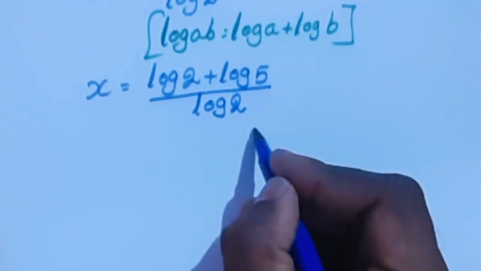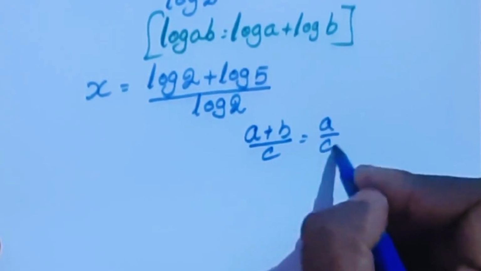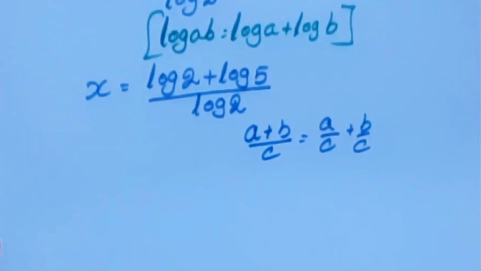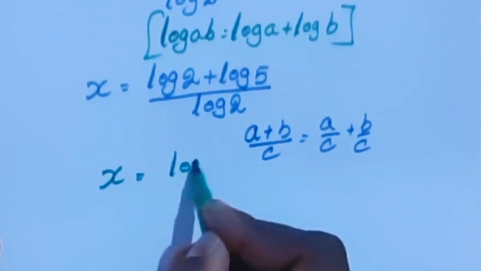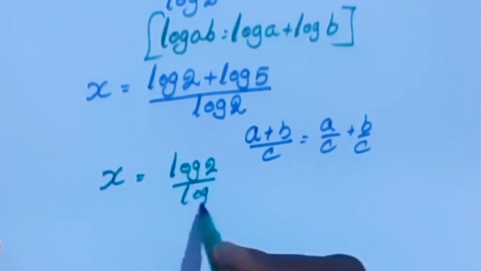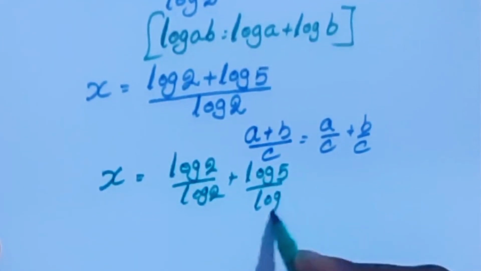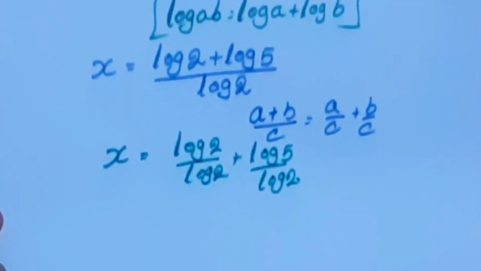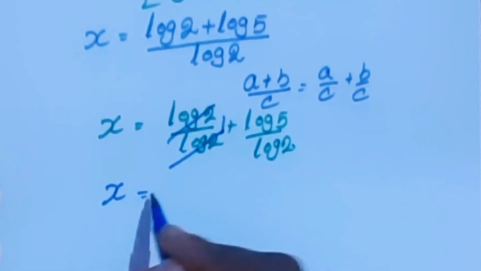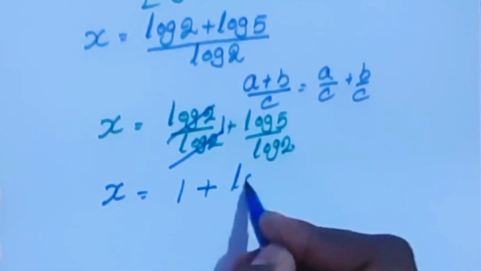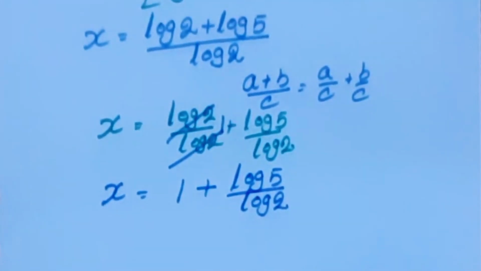Here we are going to apply this one: a plus b by c equal to a by c plus b by c. This we are going to apply here. So this will be log 2 by log 2 plus log 5 by log 2. Now this log 2 cancels this. Here it is 1. So x equal to 1 plus log 5 by log 2.